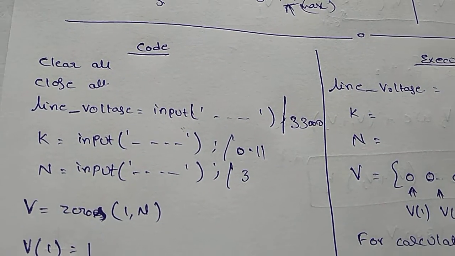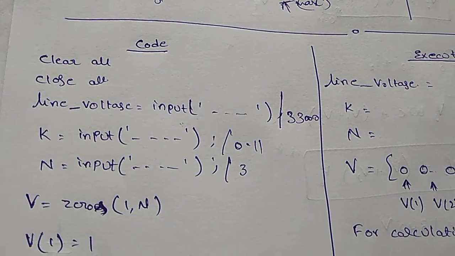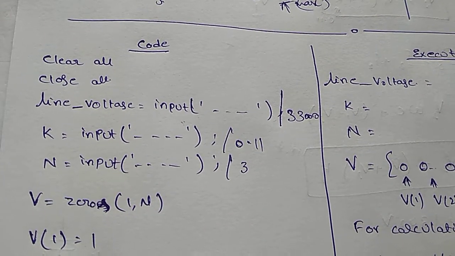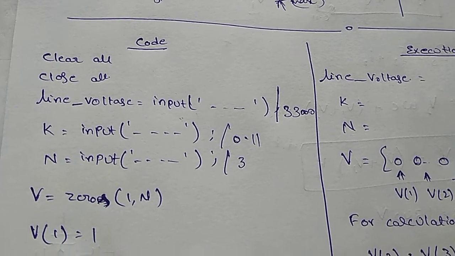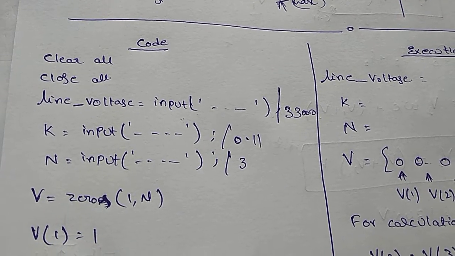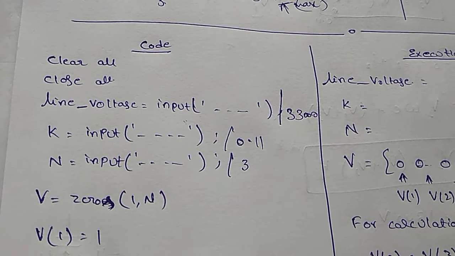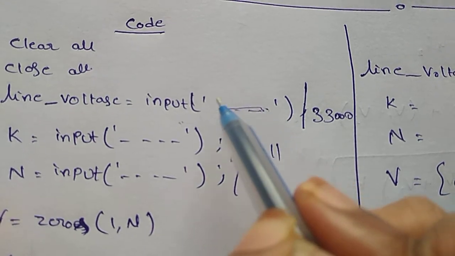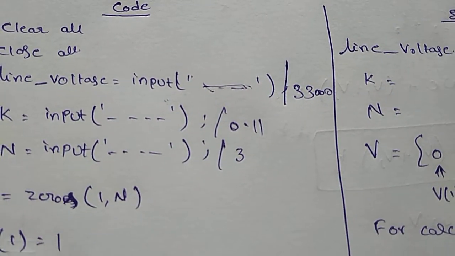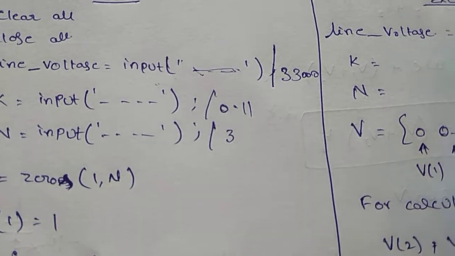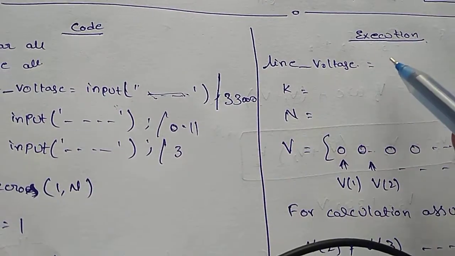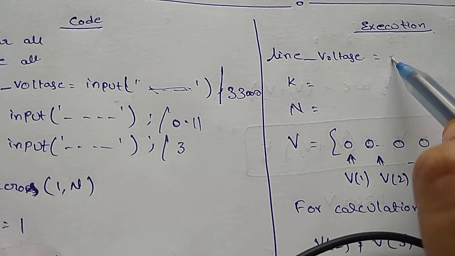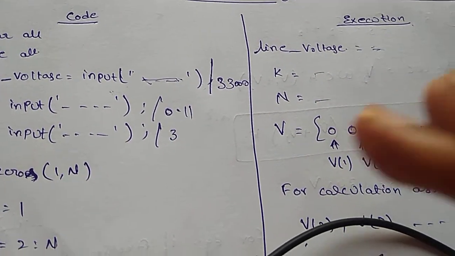If you go with the basic operations, the input function is the function which takes the input from the user. If you go with your C language, scanf is the function. Whatever statement you write between these quotations will be displayed on your command window. So if you assign the value, it will be directly assigned. Otherwise, when you run this program and give the input, it will take these values.